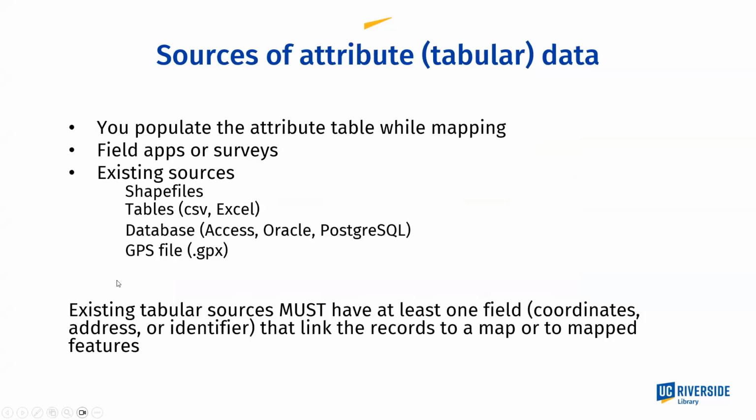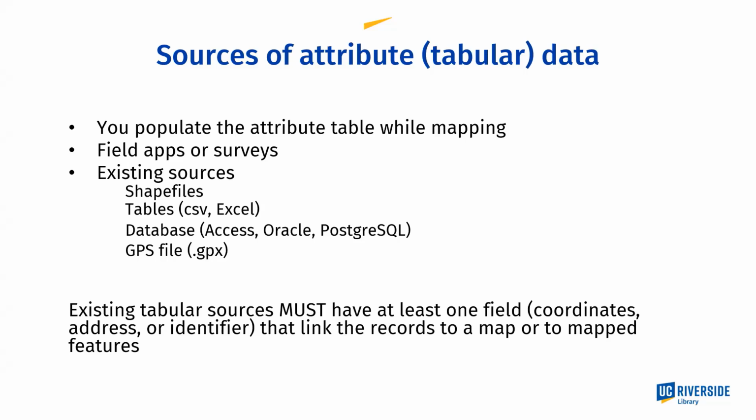Sometimes you can find tabular data that has geospatial information in it, and you can associate it with a map and make a map out of that data that did not exist before. And that's a very popular thing to do. So where can you find some of this tabular data that you're going to use in your map?